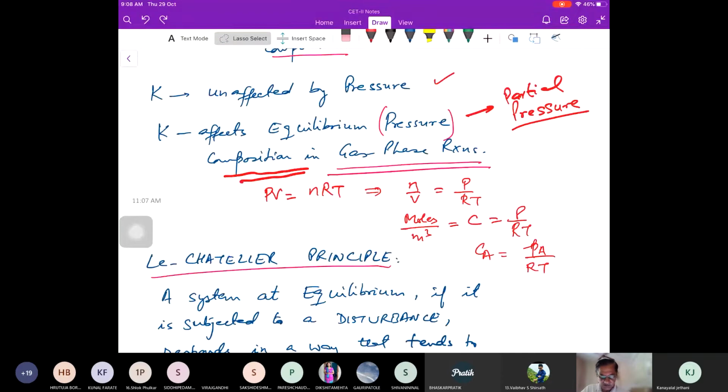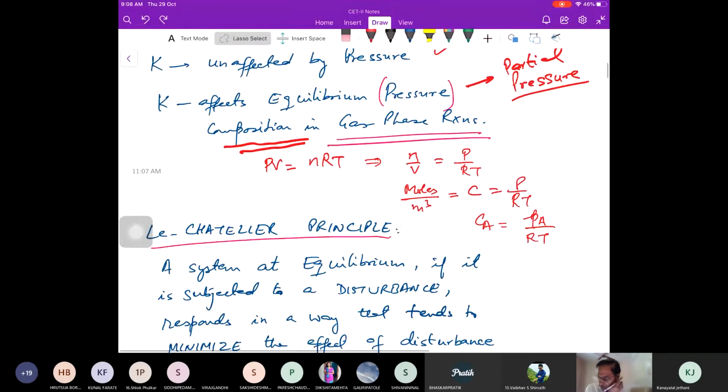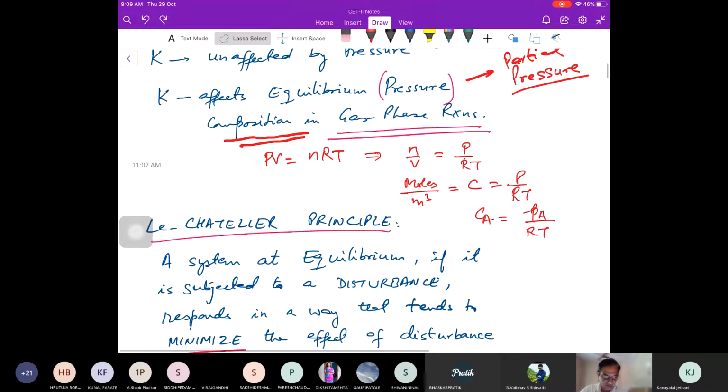And we know that if you take ideal gases, PV is equal to nRT and n by V is equal to P by RT. That means if the pressure changes, concentration changes or composition changes, right? C is equal to P by RT, that we had seen last year also in PC. So if you talk about pressure change, that is in a way talking about composition change, right? Any doubts on this concept?